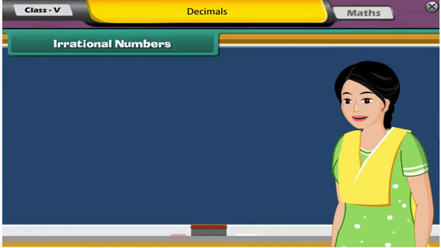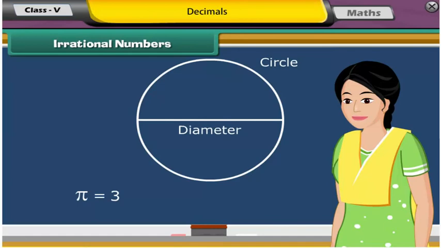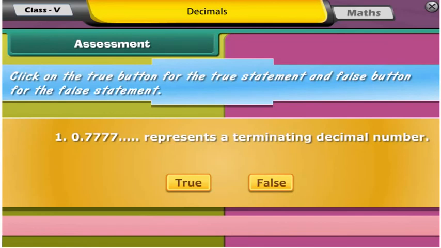Some decimals called irrational numbers don't end or repeat. A good example is pi, which is the ratio of the circumference of a circle to its diameter. It begins with the number 3.14159 and keeps going on with no particular pattern into infinity. Click on the true button for the true statement and false button for the false statement.